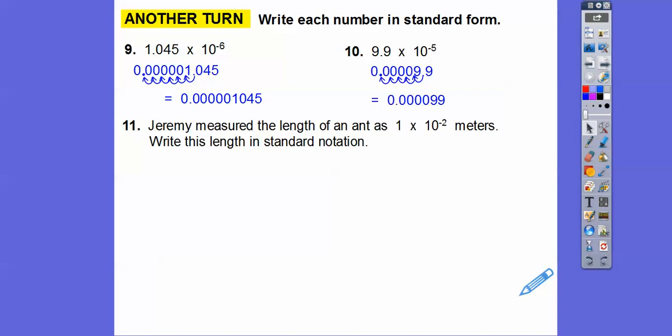Jerry measures the length of an ant as 1 times 10 to the negative 2 meters. Write this in standard form. So we're going to take that 1, which is 1.0, and move it 2 places to the left. Put the zeros in, and so it equals 0.01 meters.